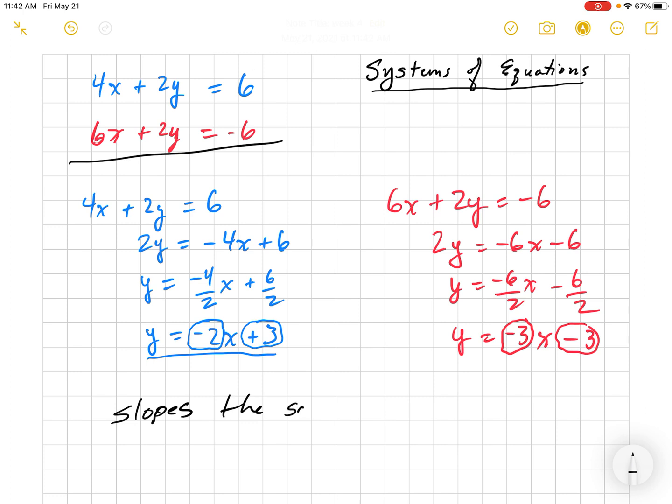If the slopes are the same, but different y-intercepts, what happens if that's the case?